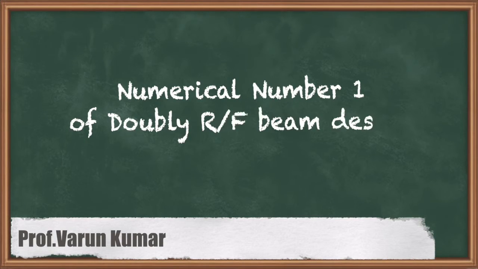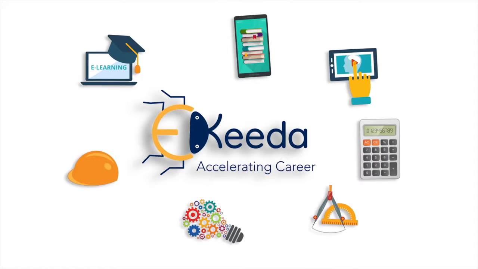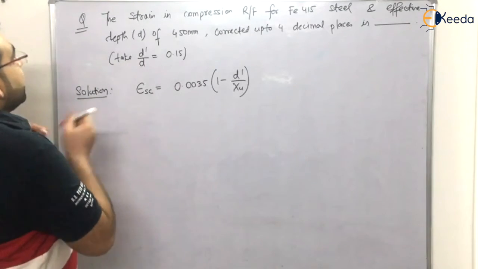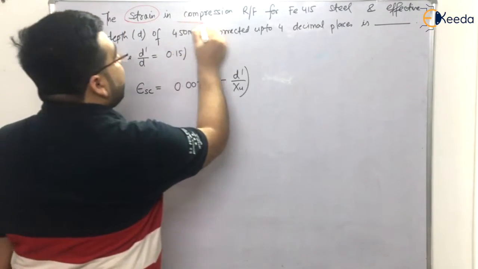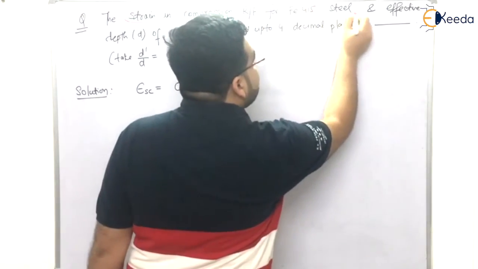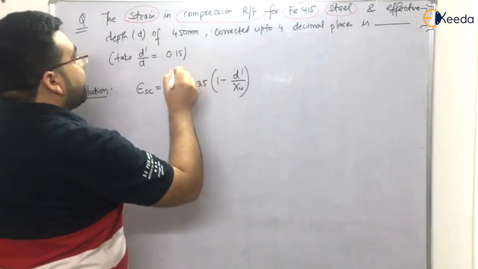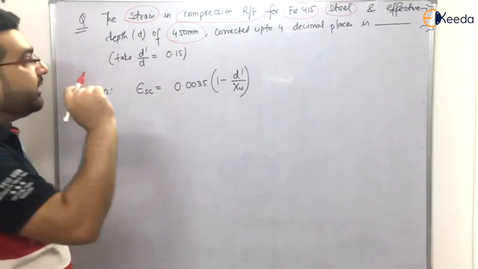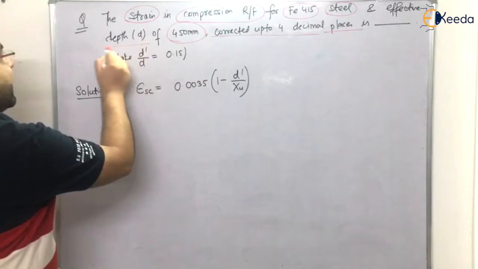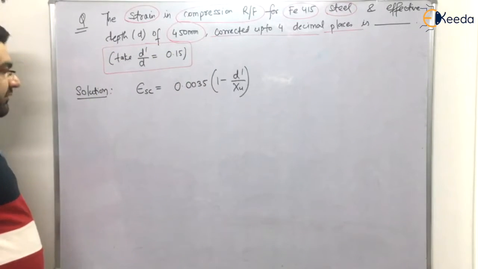So students, in this lecture we will be solving numerical number 1 on doubly reinforced sections, right? Now the question is: the strain in compression reinforcement for Fe415 steel and effective depth of 450 mm. Now effective depth is given to you, right? Corrected up to 4 decimal places, take d dash by d ratio as 0.15, right?